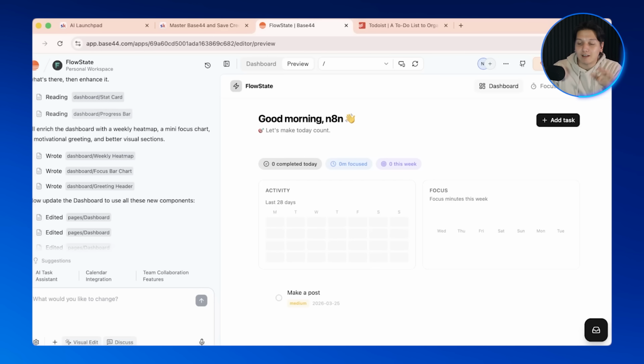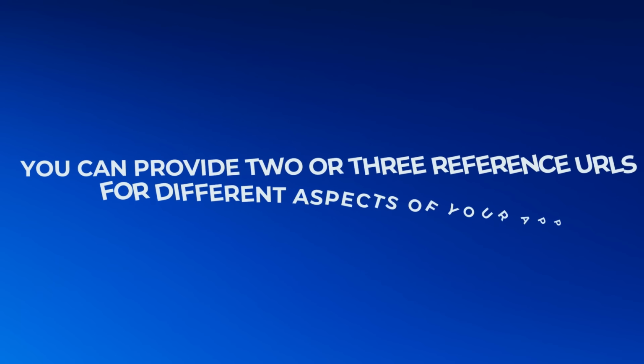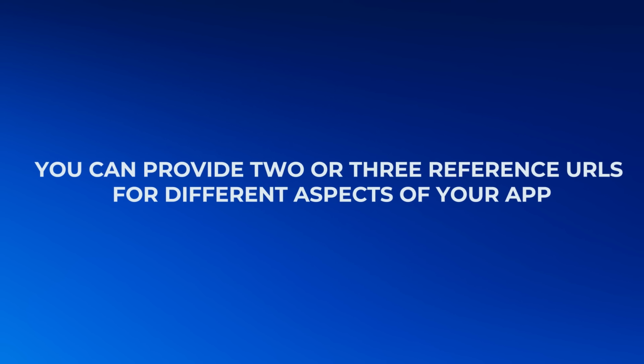This is huge when it comes to saving credits because it eliminates the back and forth of no, make it more minimal, or no, follow the colors, or no, the colors are too bright, or the layout feels cluttered. You get it right the first time because the AI already knows what you want. And here's a quick bonus tip. You can provide 2 or 3 reference URLs for different aspects of your app. One for design inspiration, one for functionality flow, and one for specific features. The AI will combine all of those references into something unique for you.